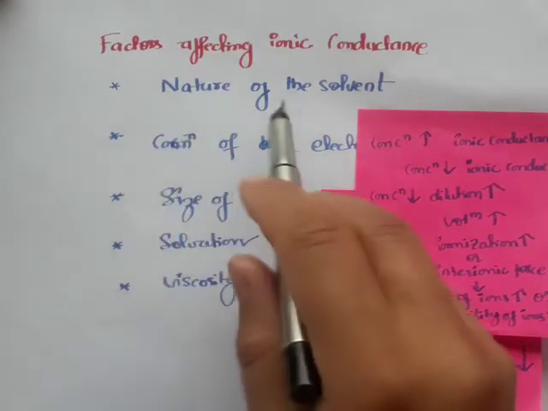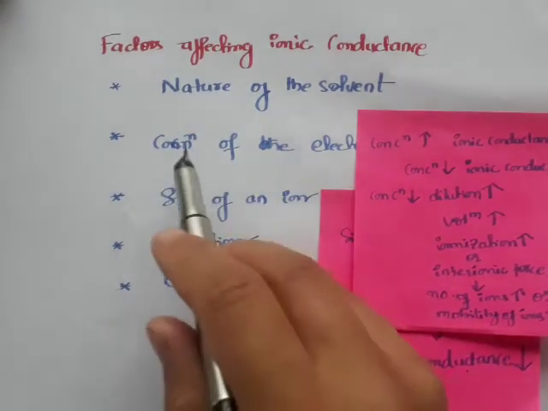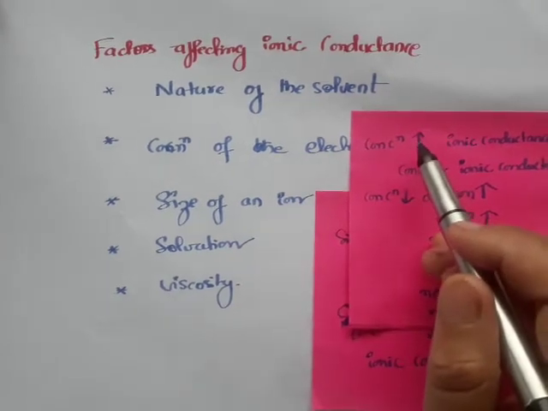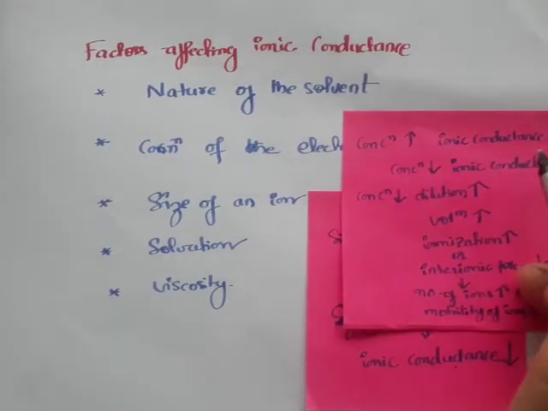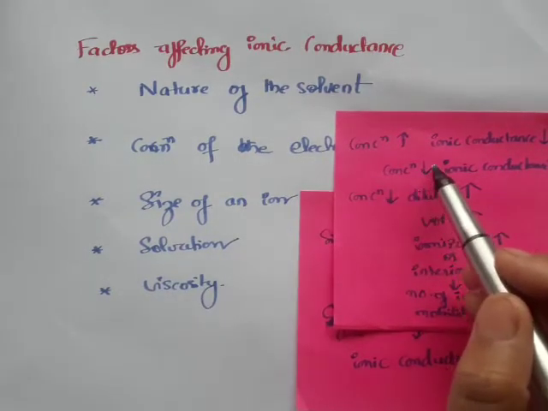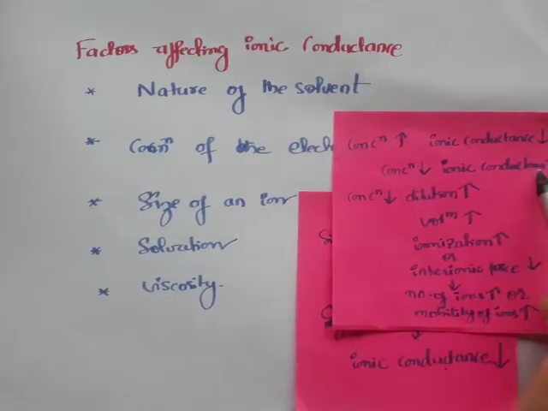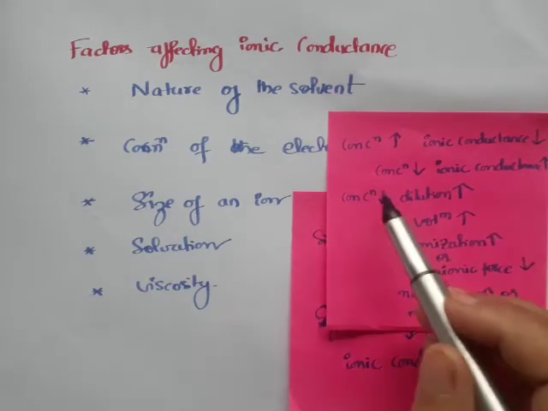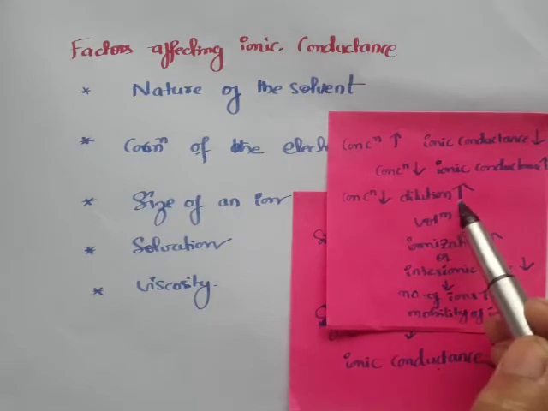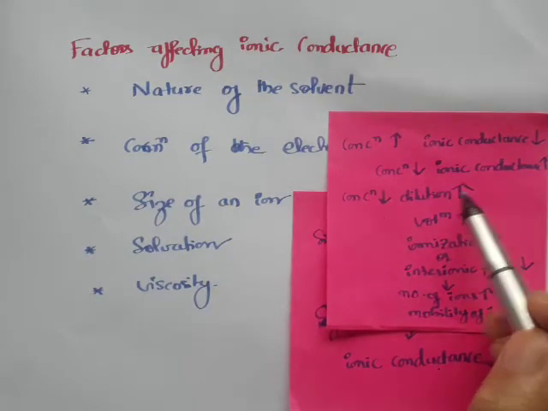It depends on the nature of the solvent and the concentration of the electrolyte. Now when concentration increases, what happens to the ionic conductance? It decreases. Or with a decrease in concentration, the ionic conductance increases. Why does this happen? A decrease in concentration means an increase in dilution, right?